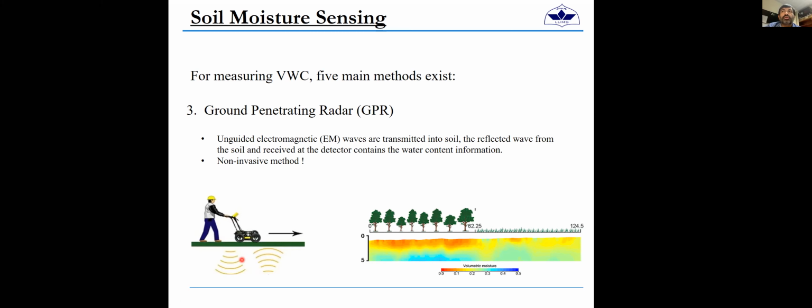Those radio signals strike the land or the soil, and then they are reflected back. When they are reflected back, a very sophisticated algorithm processes them, and then you can get a map. For example, you see here this map, for example 0 to 5 centimeters or 0 to 10 centimeters. It gives you volumetric moisture in the form of this map. It is a very effective method, very widely used, and non-invasive. But the problem is that this device is very, very expensive, and you need a lot of sophistication in getting this map. But it is for sure a non-invasive method.